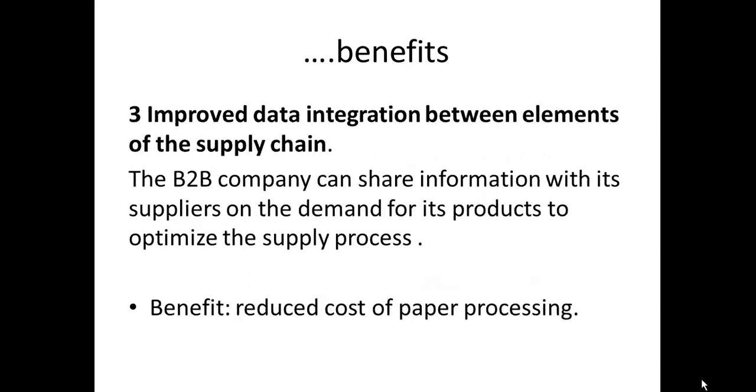The next benefit is that of improved data integration between elements of the supply chain. Companies deal with each other, they transfer information, they share information in the whole process of transacting and supplying the commodity. So there's also reduced cost of paper processing. The paperwork reduces considerably because everything now becomes electronic. It will be done in an electronic format.